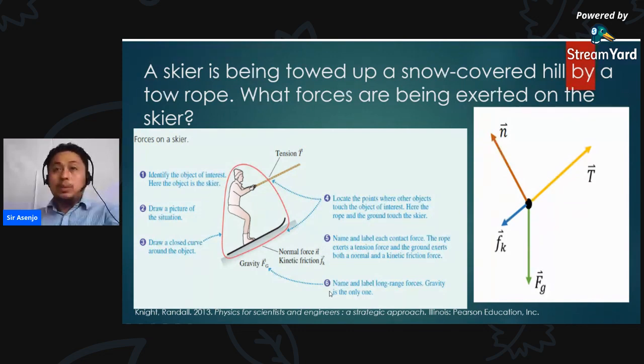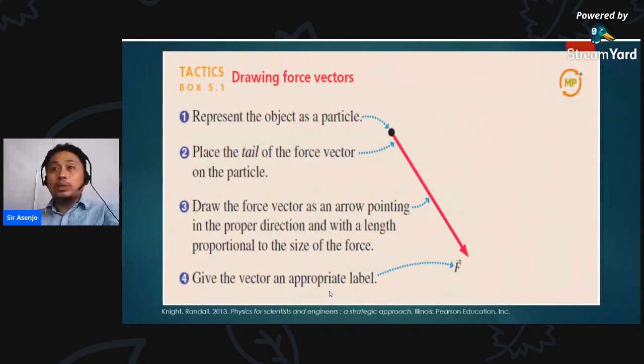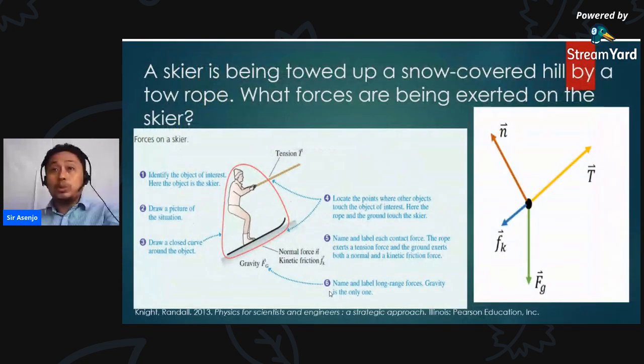You remember the technique in doing vector forces? First, we have to represent the object as a particle. So we have to identify the object of interest. In our case, what is our object of interest? We focus here. The object is the skier. This is our object of interest. We draw a circle. This is our object of interest, the skier.